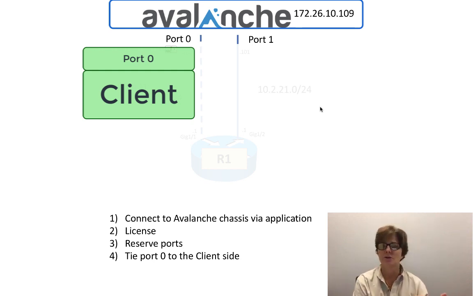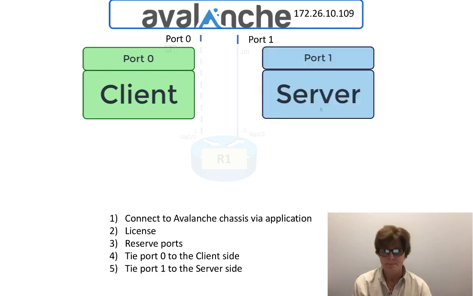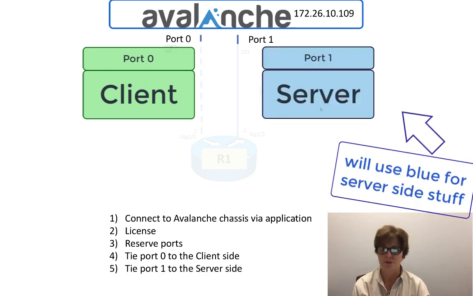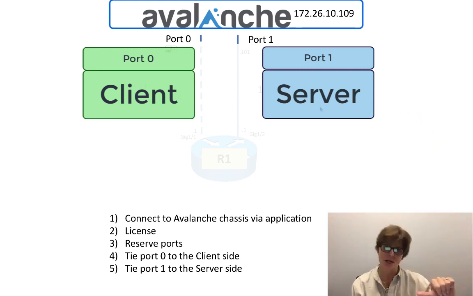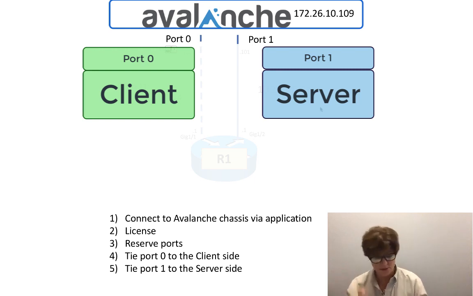You can also have the client go against a real server, but in my lab, I'm going to be doing both sides. So we're going to tie port 0 to the client side, and we're going to tie port 1 to the server side. So let's go ahead and, again, connect to the chassis, make sure that the license is on, reserve ports, and then tie port 0 to the client side and port 1 to the server side. So let's go do that.